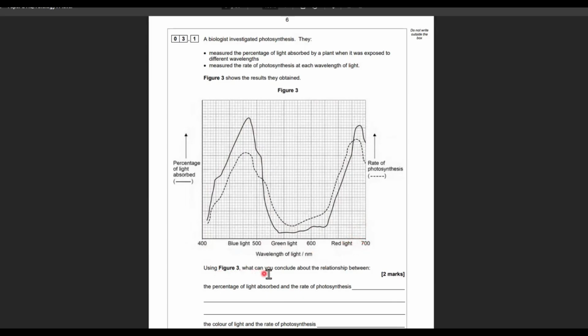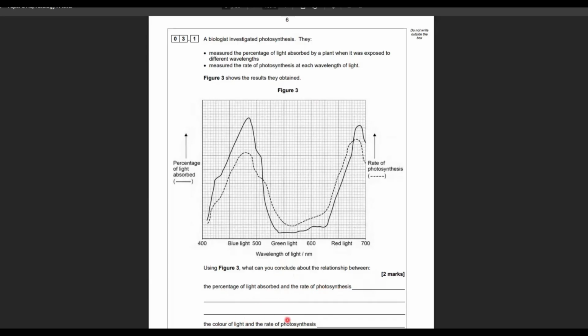Using figure 3, what can you conclude about the relationship between the percentage of light absorbed and the rate of photosynthesis, the color of the light and the rate of photosynthesis? Now, this is worth 2 marks, and they're just asking you for a conclusion. So say what you see. Don't try and explain anything. Just say what you see. It's worth 2 marks, so it's going to be 1 mark for each. The percentage of light absorbed and the rate, how are they affecting each other?